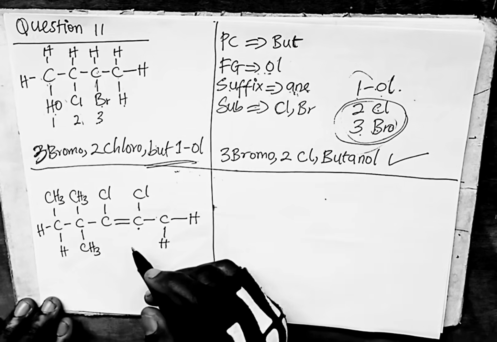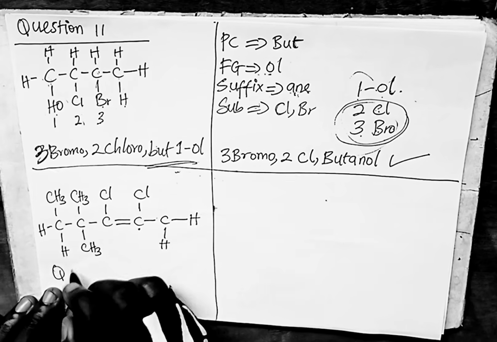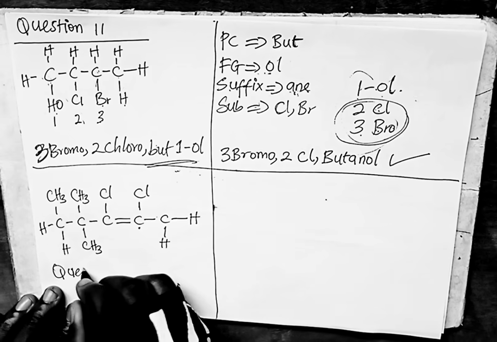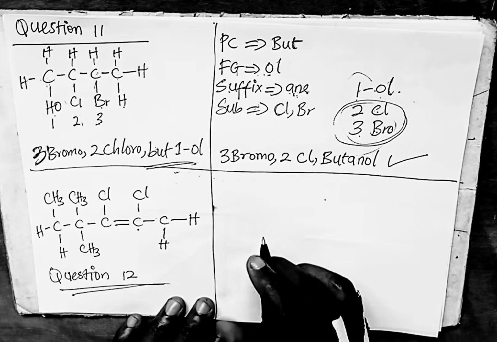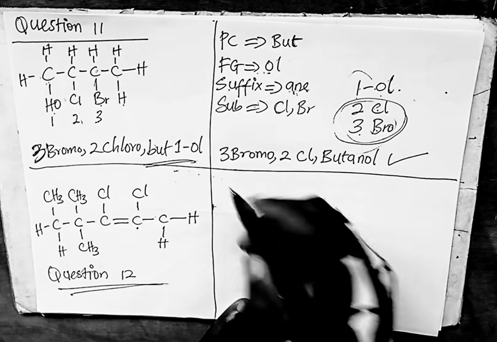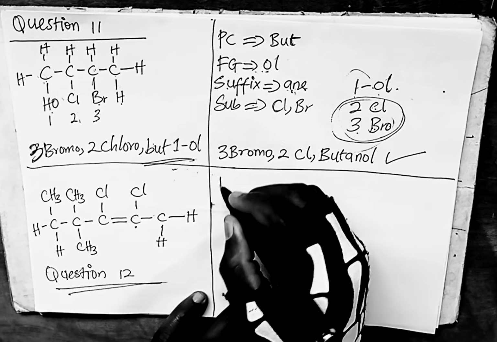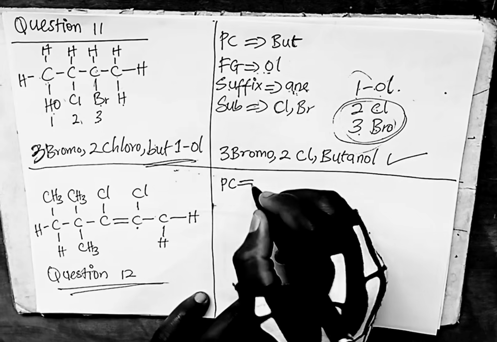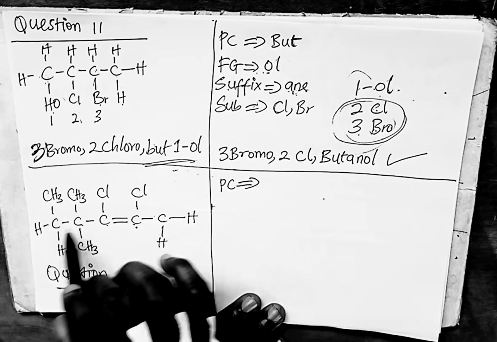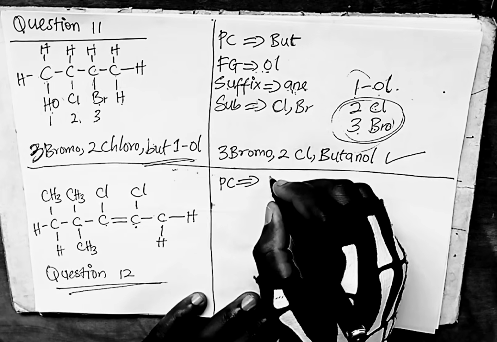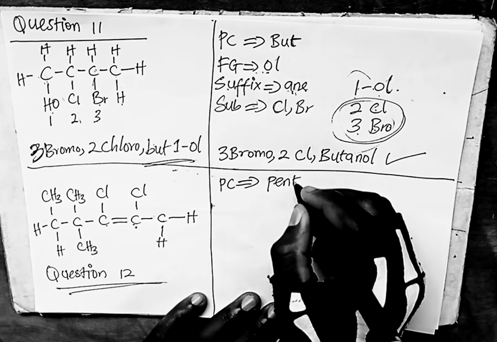All right, let's move on to the next question. This one is question 12. Okay, question 12. Looking at what we have here, we first of all write out the parent chain. That's the longest continuous carbon to carbon chain. How many? 1, 2, 3, 4, 5. That's 5. What is 5? 5 is pent.